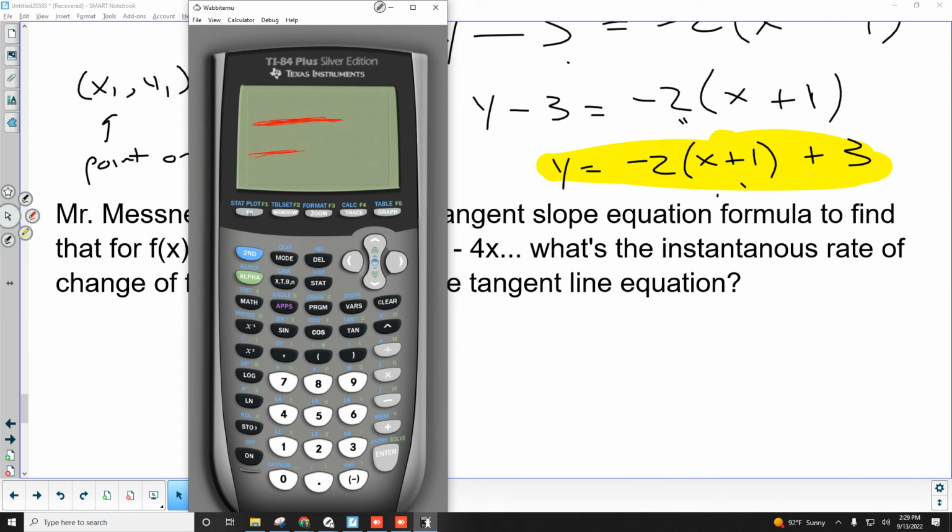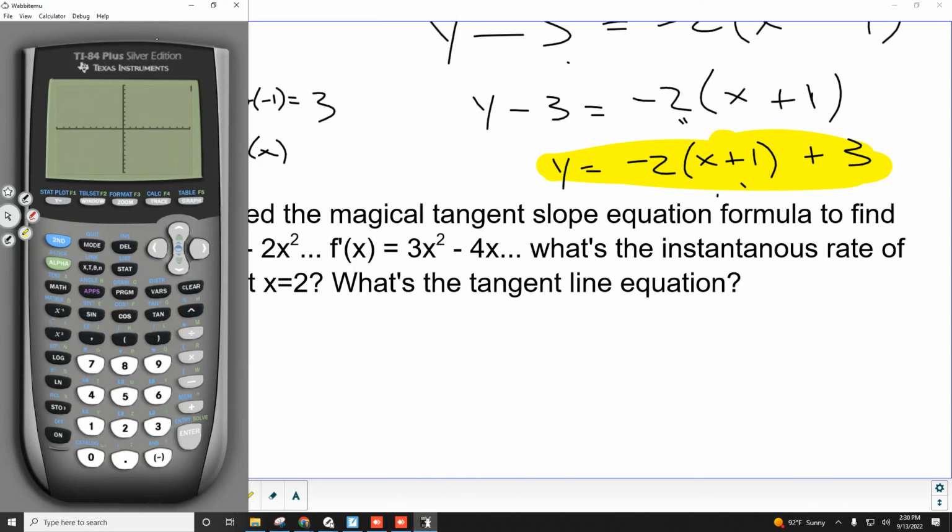So let's see our beautiful work in living somewhat color, black and white. I got x squared plus 2, this equation, which has a tangent line of -2 times x plus 1 plus 3. Big money, big whammy, no whammies, no whammies. Here's x squared plus 2, and there is my first tangent line equation.